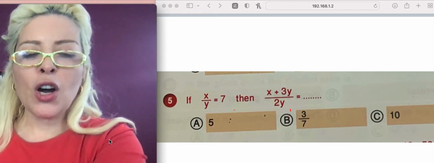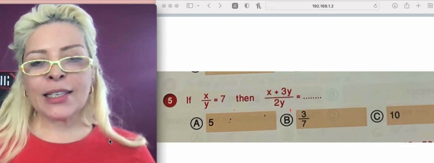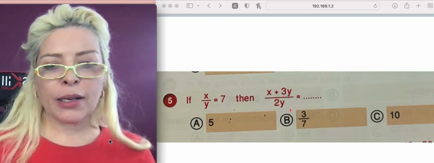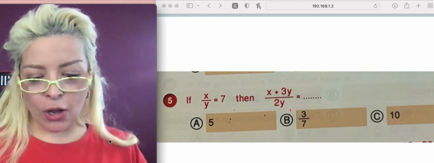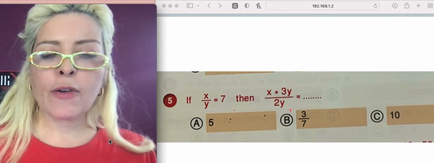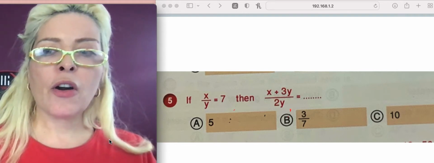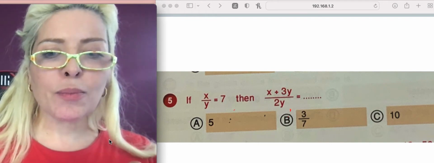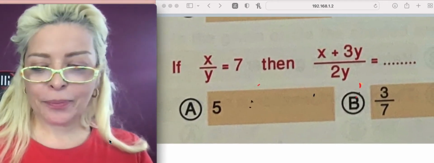Now, let's move on to question 5. This is an algebra problem. Let's take a look at how we can solve this the easiest, because remember, it's very important that we save time because there are only 26 minutes to finish these problems. So let's take a look.